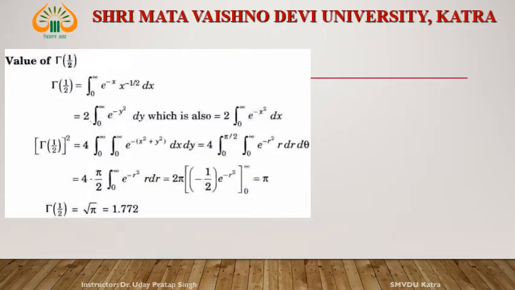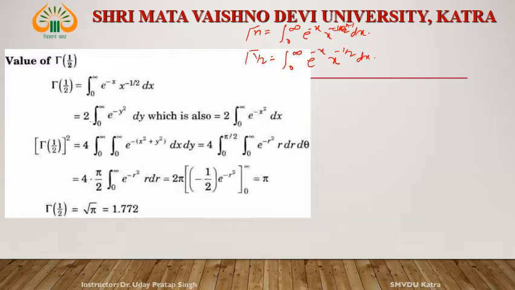See the value of gamma 1 by 2. What is gamma 1 by 2? We know that gamma of n is equal to integral 0 to infinity e to the power minus x, x to the power n minus 1 dx. Then gamma of 1 by 2 is equal to integral 0 to infinity e to the power minus x, x to the power, sorry, this is not minus 1 by 2, this is n minus 1. So putting n is equal to 1 by 2, this is minus 1 by 2 dx. So this is the gamma 1 by 2.